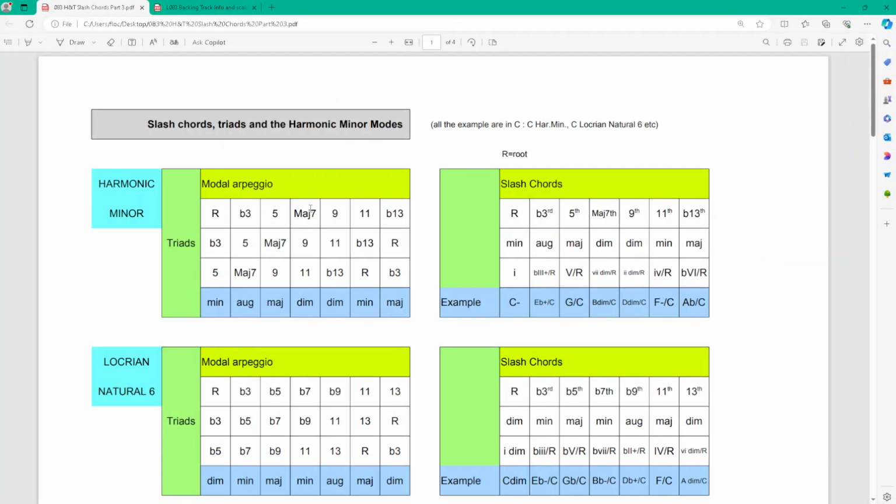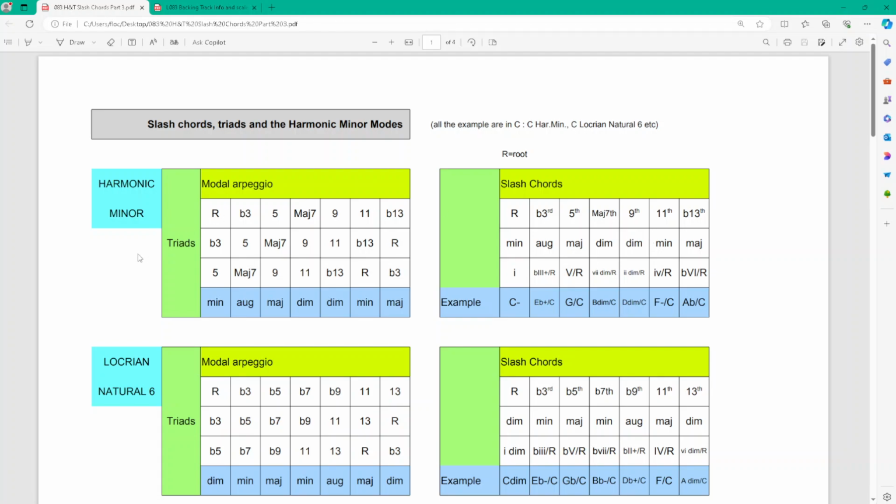The reason here is not written in A, but I only give you an example in C, which you can transpose in all keys, is because when you look at the slash chords, here you have the interval from the roots. So from the root, you have a minor chord, and in fact, in the key of C, you would have C minor. In the key of C, from the flat third, and the flat third of C is E flat, and the chord has to be augmented, so you have a flat 3 augmented over R, where R is the root note, so hence it is E flat augmented over C. From the 5th of C, so the 5th of C is G, you have a major chord, so it's 5 over R, and you have G over C, and so forth and so on.